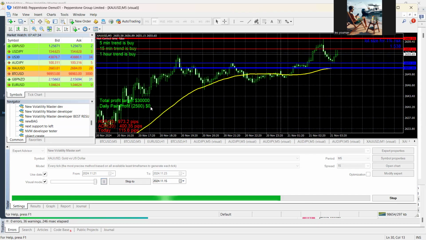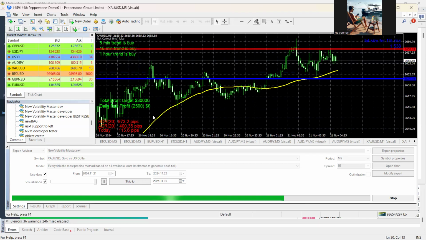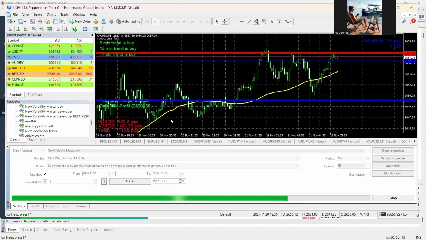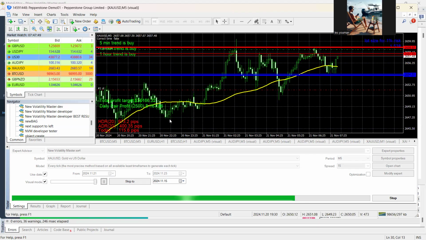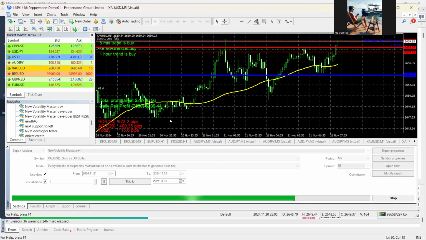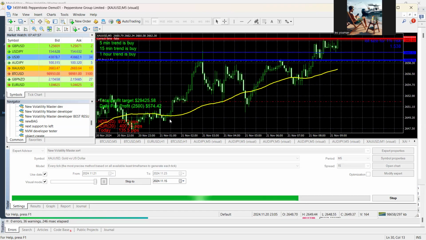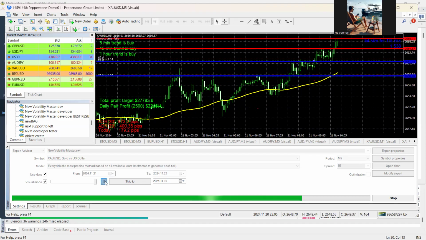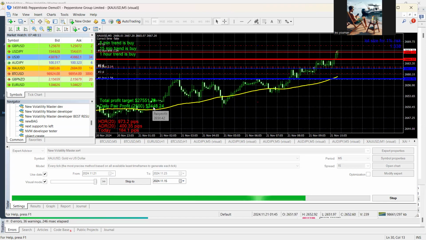Now, when this figure here gets up to 2,500, the software will close the trades and finish trading for the day, which is what it did yesterday. So let's watch it do it. One trade open. Two trades opened. Three trades opened. And the current profit here is 2,448.